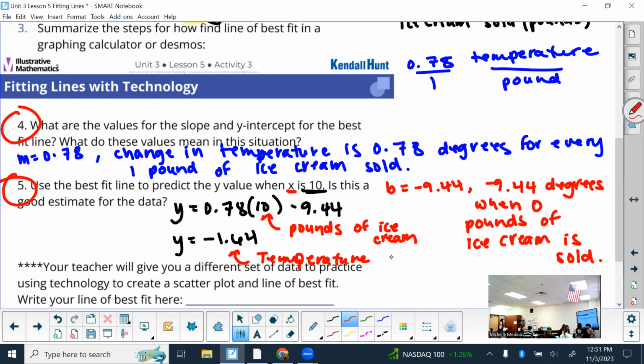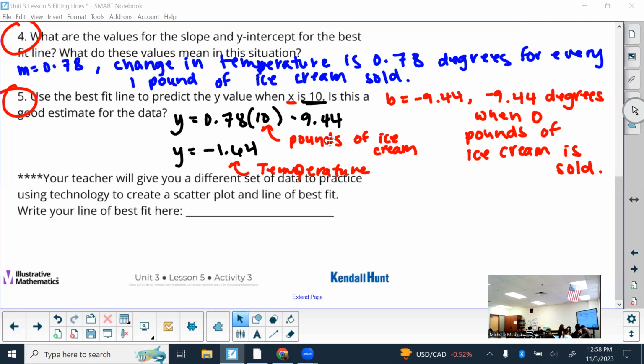But you need that data, you're plotting it in Desmos and making a linear model for it. Once you have that linear model, you're writing it on this blank under number 5, right here. Your teacher will give you a different set of data to practice using technology. But your answer for your line of fit there when you have it. Okay. If you run into issues, let me know.